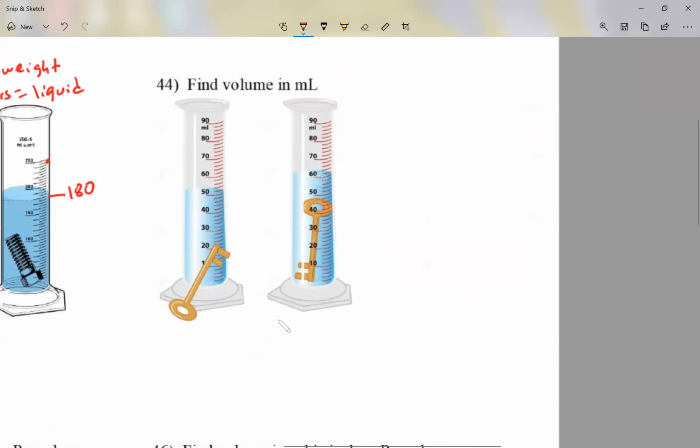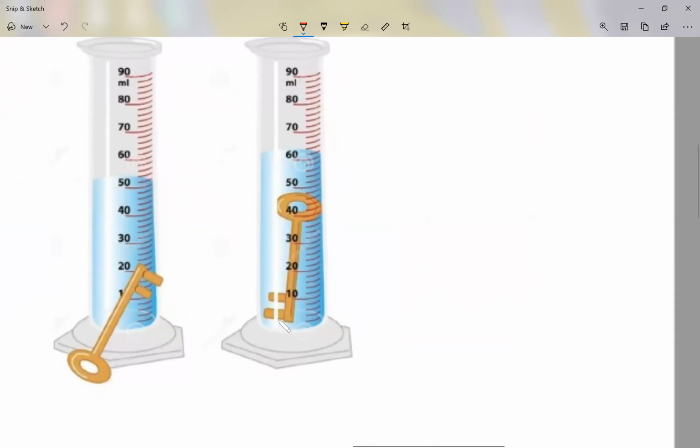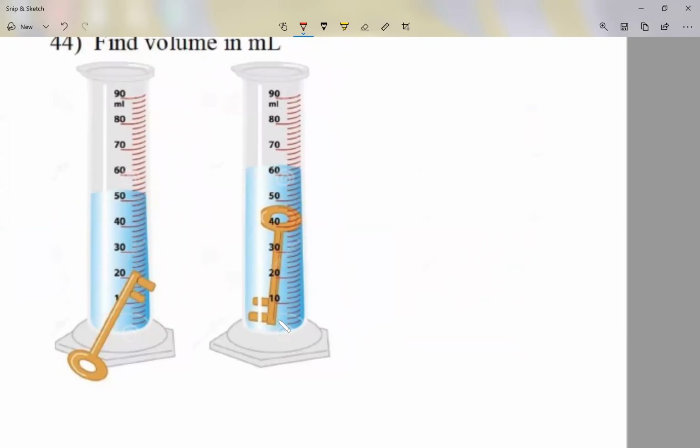Now let's take a look at the key, number 44. When the key is outside, my water is at this level, which is 50 milliliters. I know that from 50 to 60, there are 5 lines. So I'm going to say each line is 2. If you guys notice, every 10 milliliters, there are 5 lines. So every line means 2 milliliters.